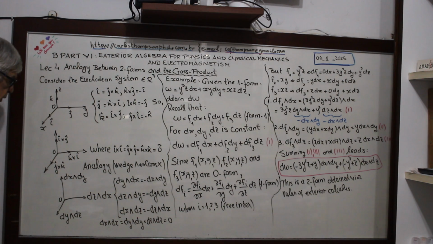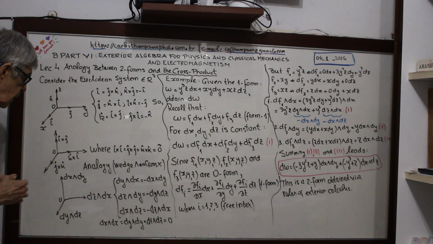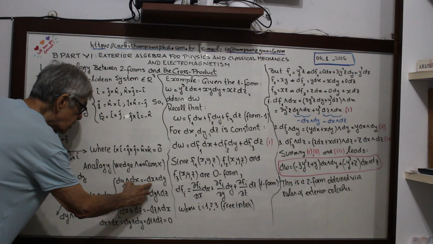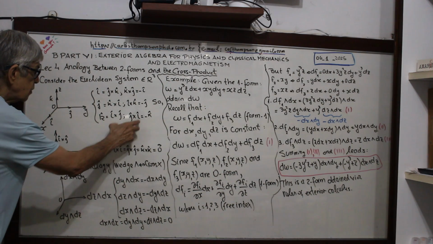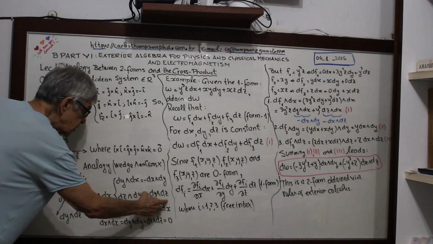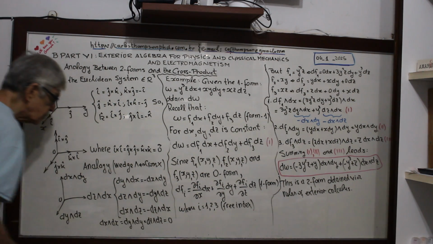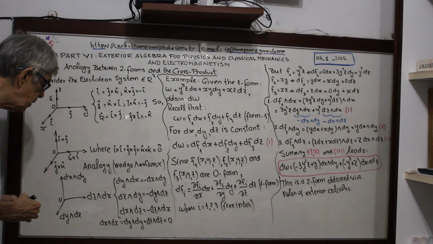So with this analogy, let's use the property of the cross product. I will transfer this property to the exterior algebra. Then you see that dy wedge dx is minus dx wedge dy, just as the cross product of j and i is minus the cross product of i and j. So dz wedge dy is minus dy wedge dz. Likewise, dx wedge dz is minus dz wedge dx. So this is skew symmetric.